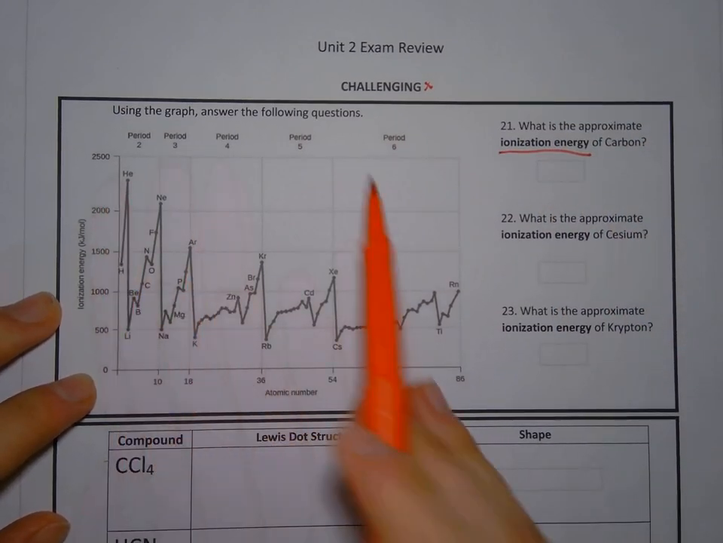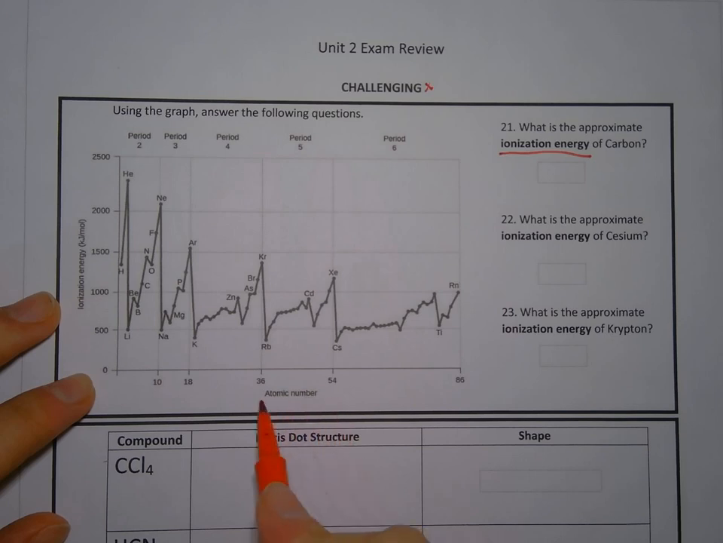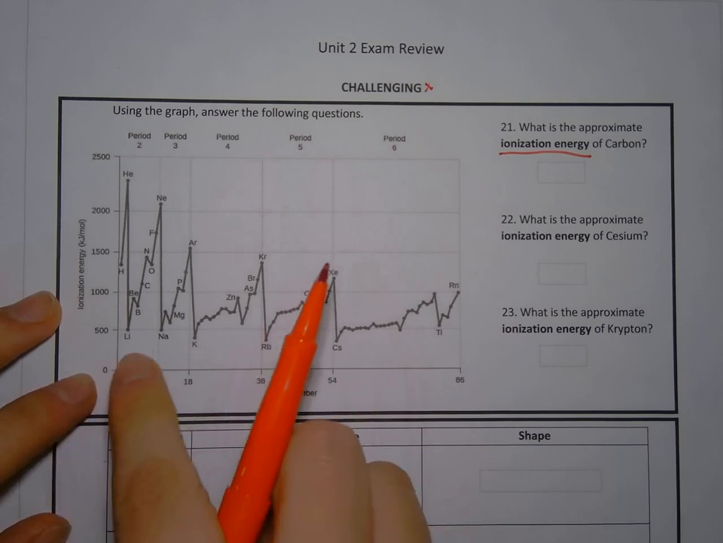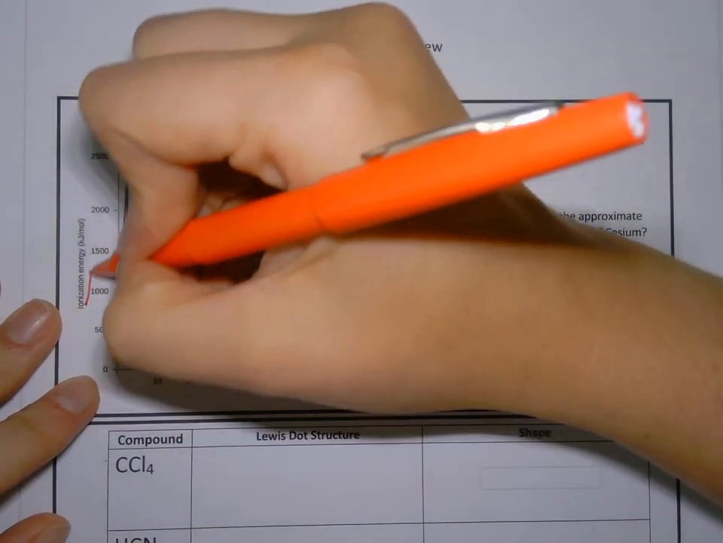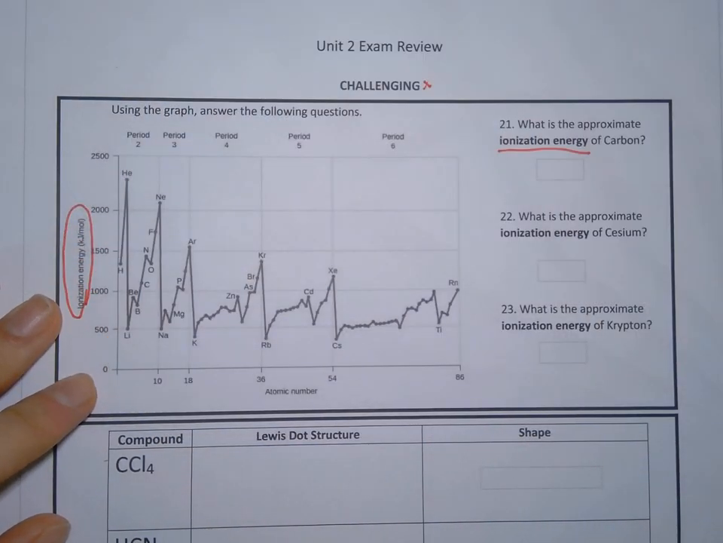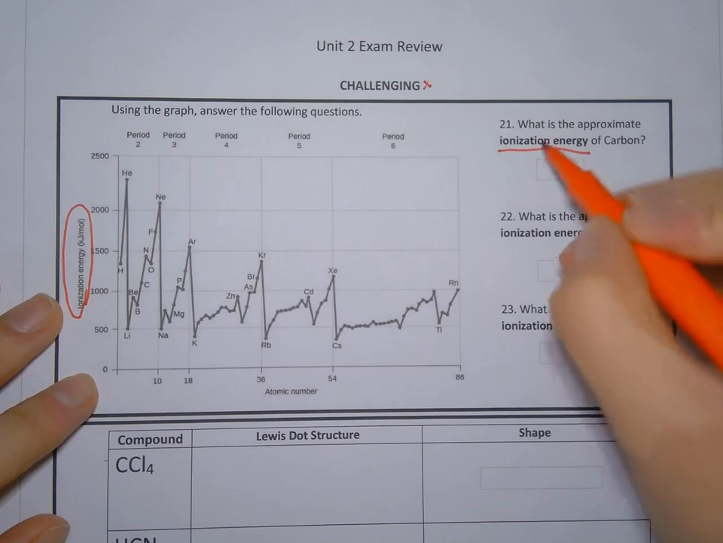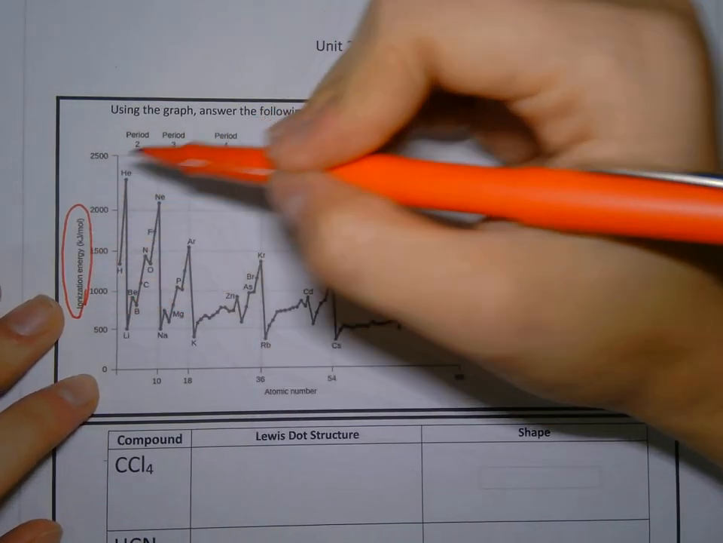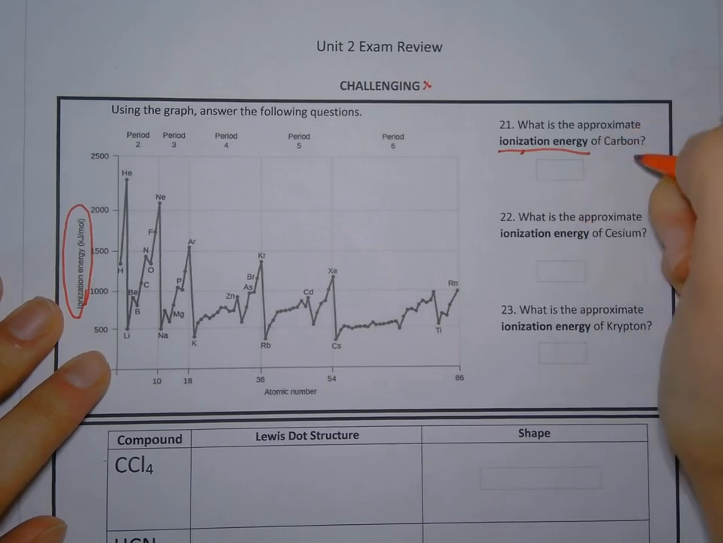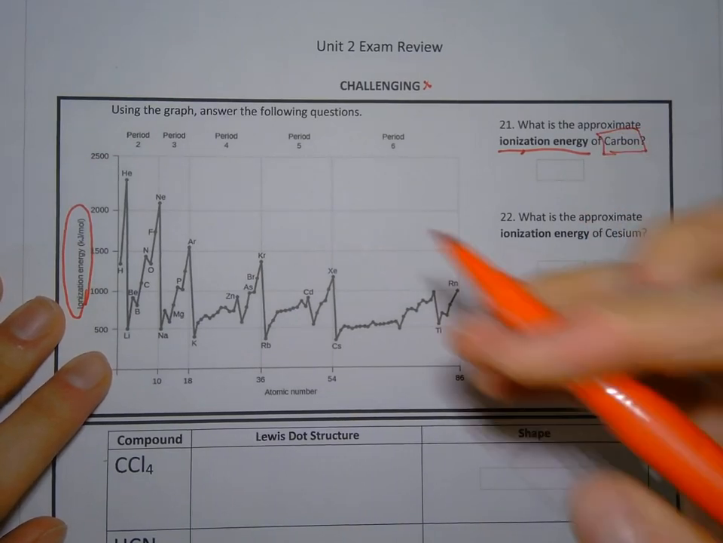Well, I see this weird graph. I have atomic numbers going on, and then in the middle of it, I can see element symbols. And then I have ionization energy on my y-axis. So, if it's asking for ionization energy, my answer is going to come from this axis. It's asking about carbon. So I have to find carbon in here.